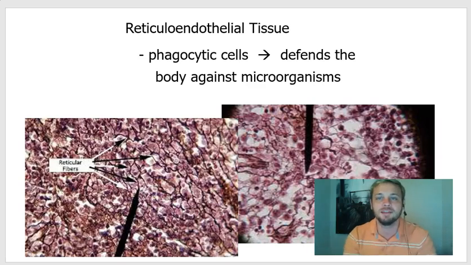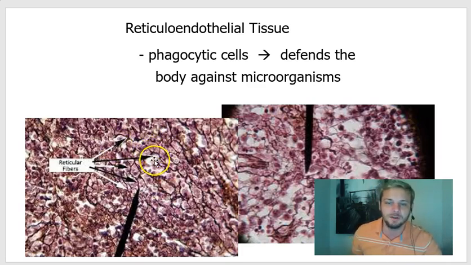The next one is reticular or reticuloendothelial tissue. I'll refer to it as reticular. This one has a lot of phagocytic cells. You'll find a lot of white blood cells associated with your reticular tissue, because you're going to find it in the lymphatic system mostly. So stuff like the spleen and your lymph nodes are where you're going to find reticular tissue.